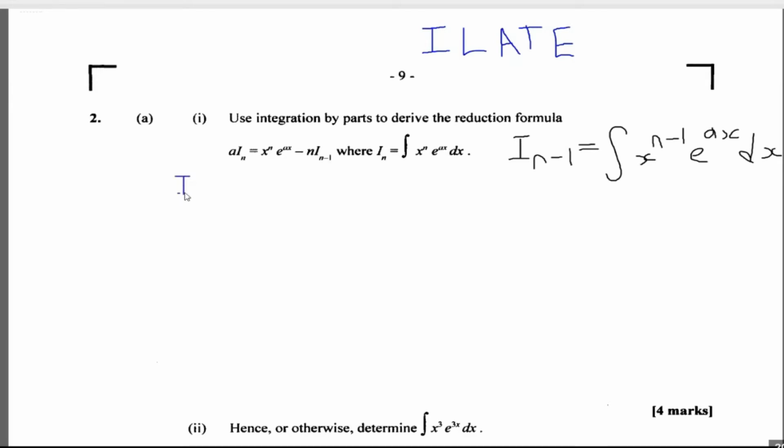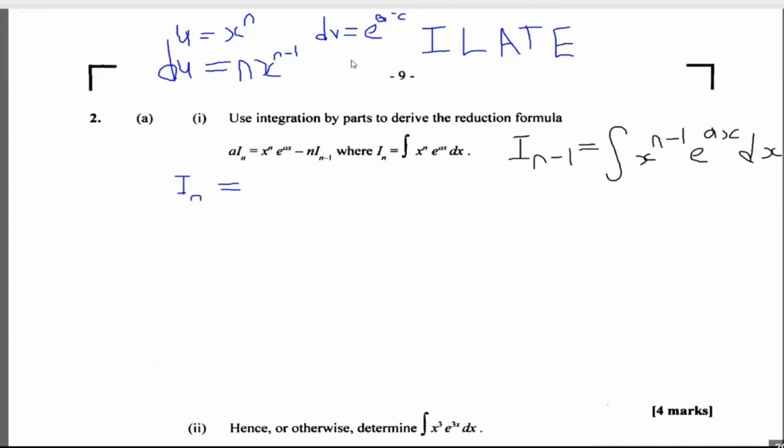So we'll start with In. In is going to be equal to, I'm going to write u up here. We're going to call u x^n. And so du is the differential of x^n. To differentiate x^n, we carry down the power and we subtract 1 from the power, and that's du. And then dv is going to be e^(ax).